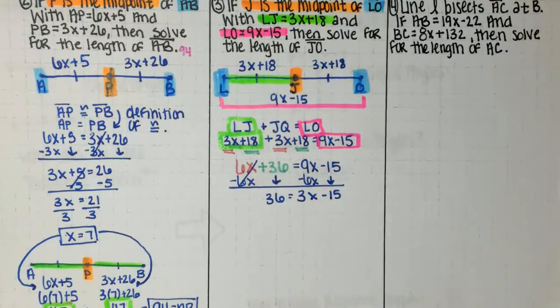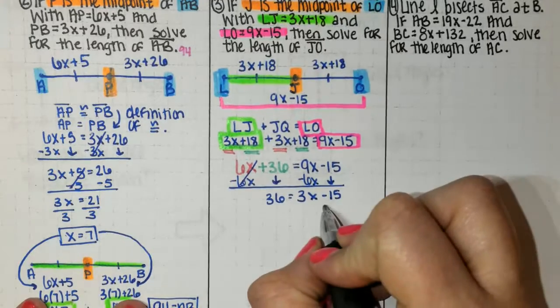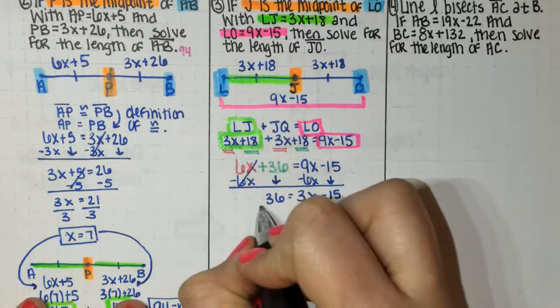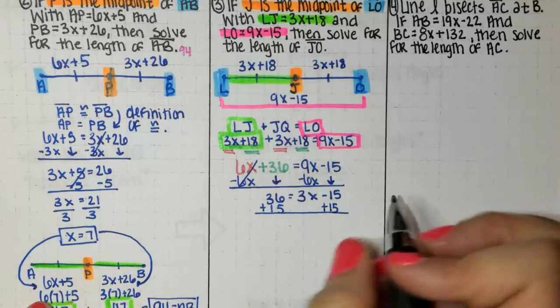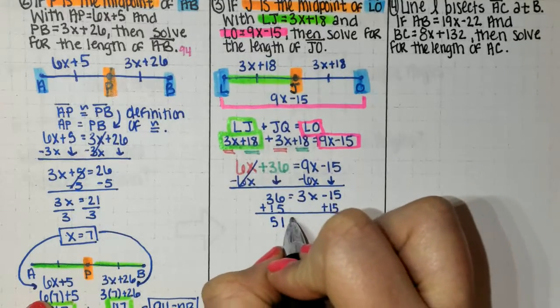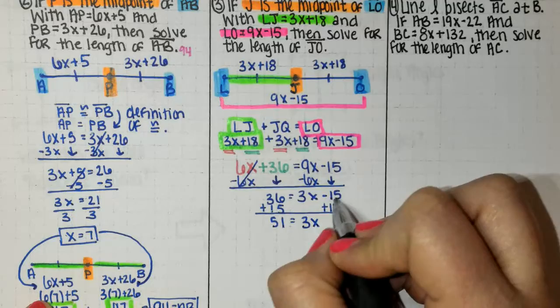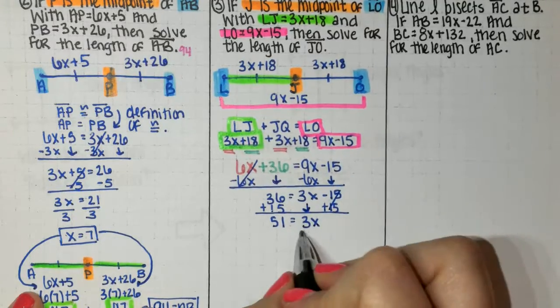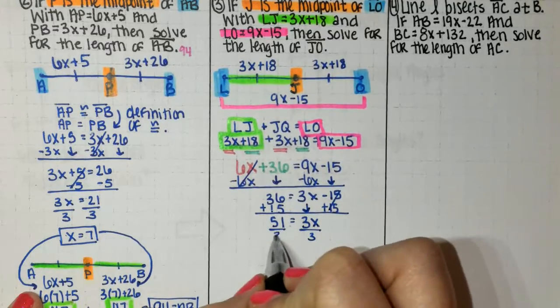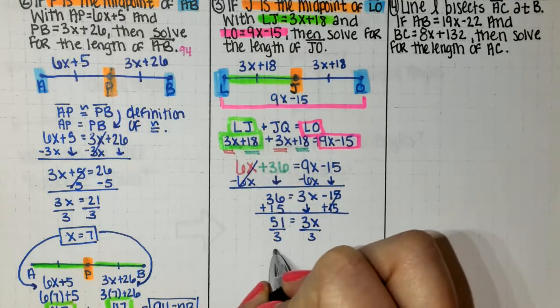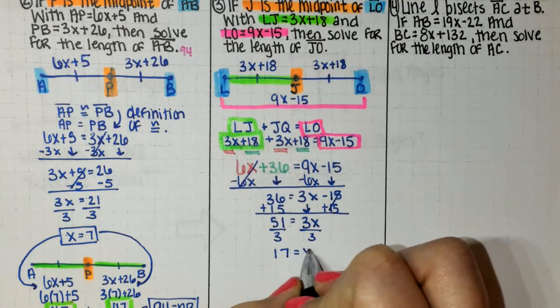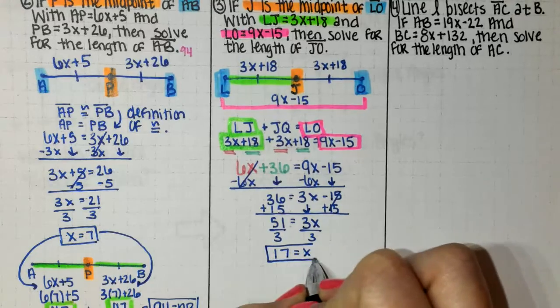Our x's are now together. Now we need to get the numbers. So I'm going to add 15 to both sides. 36 plus 15 is 51. And that equals 3x. Then I'm going to divide by the number in front of x, which is 3. So 51 divided by 3 is 17. So our value of x is 17.